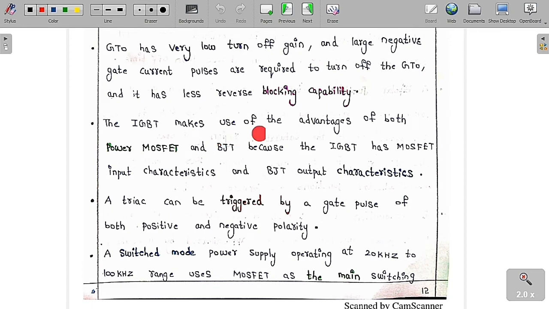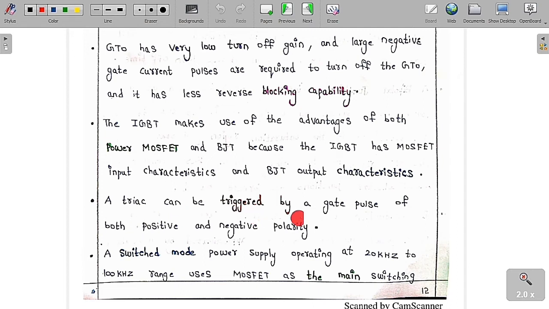The IGBT makes use of the advantages of both the power MOSFET and also BJT, because the IGBT has MOSFET input characteristics and BJT output characteristics. I have already told you the important facts of IGBT, which is the combination of some of the good advantages of both the power MOSFET and BJT. So the input characteristics of IGBT are similar to the input characteristics of MOSFET, whereas the output characteristics of IGBT are similar to the output characteristics of the BJT, because it has high input impedance like MOSFET and low conduction losses like the BJT.